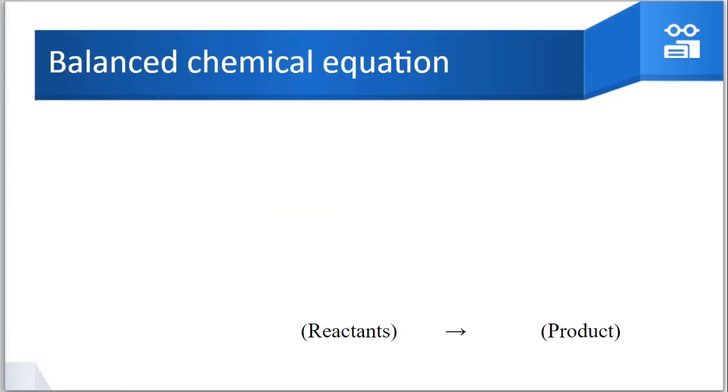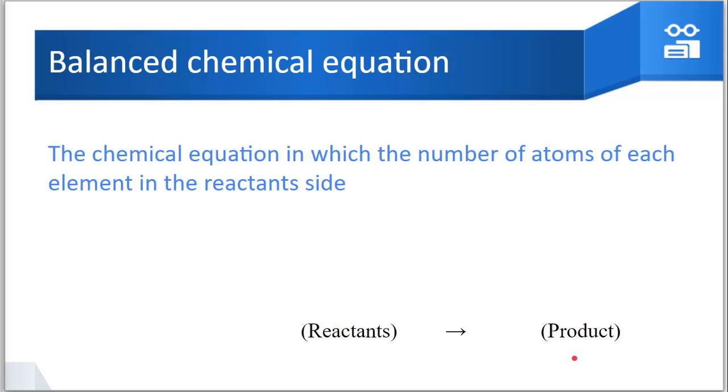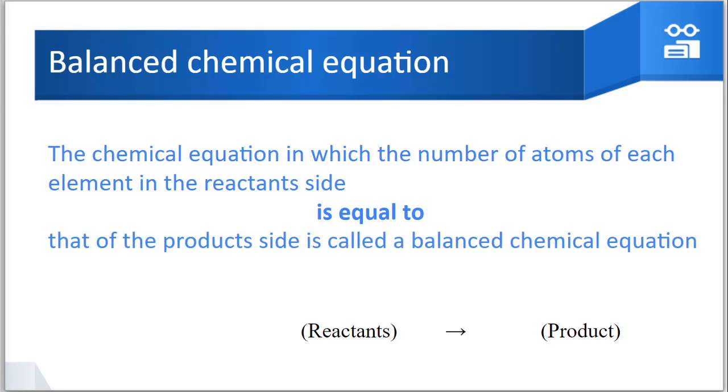Now, what is a balanced chemical equation? We have an equation: reactants give products. The chemical equation in which the number of atoms of each element on the reactant side is equal to that of the product side is called a balanced chemical equation. It means whatever the number of atoms in the reactants, that should be equal to the number of atoms on the product side. So we can say that this equation is a balanced chemical equation.